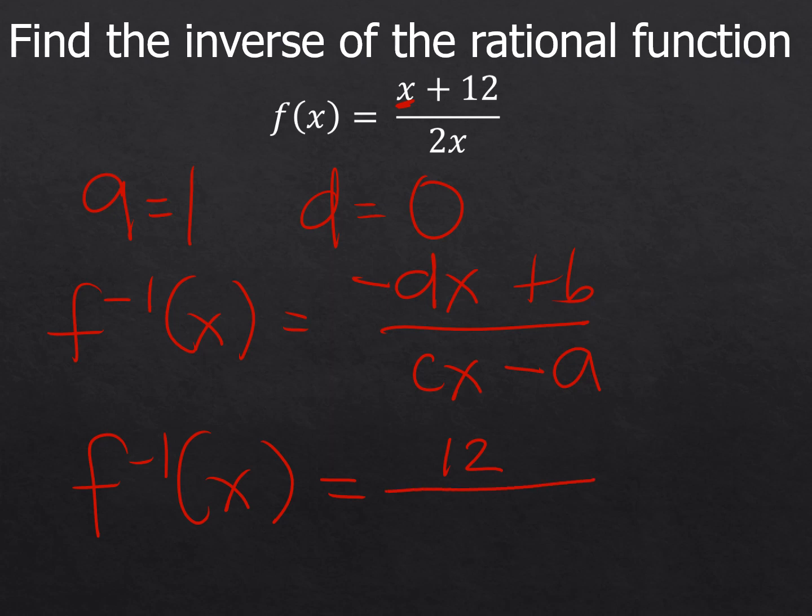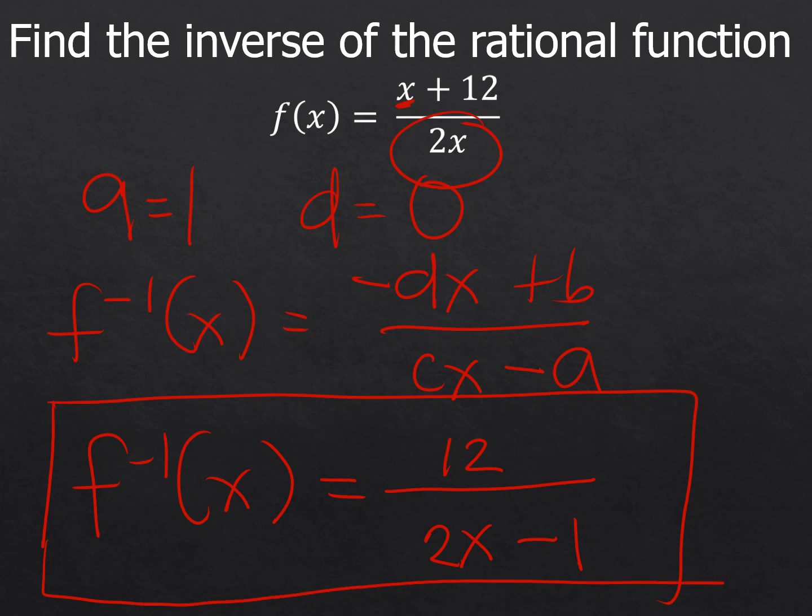Your cx is this one, 2x. So, therefore, we will be having 2x minus a. Your a is 1. So, we're going to have minus 1. So, therefore, the inverse of the given function f of x equals x plus 12 over 2x is 12 over 2x minus 1.